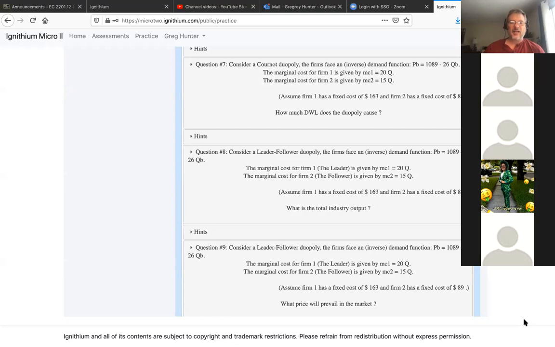Just do it like this: BRF2 colon. The best response function is also the reaction function, and you just say Q2 is equal to some function of Q1, like that. Whether you did question 1 or question 2, you all should have an answer for the best response function for firm 2.